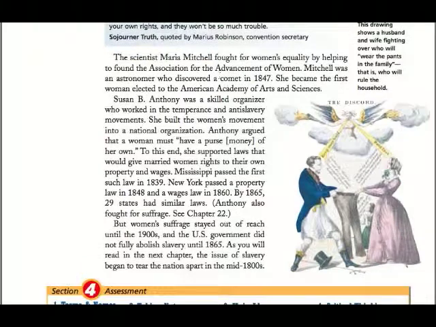The scientist Maria Mitchell fought for women's equality by helping to found the Association for the Advancement of Women. Mitchell was an astronomer who discovered a comet in 1847. She became the first woman elected to the American Academy of Arts and Sciences.